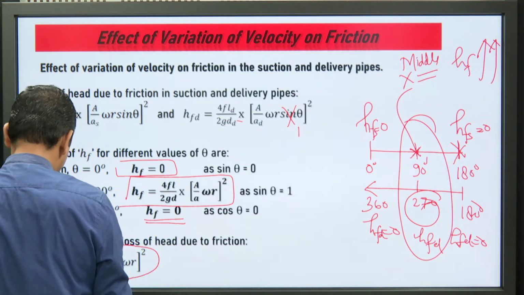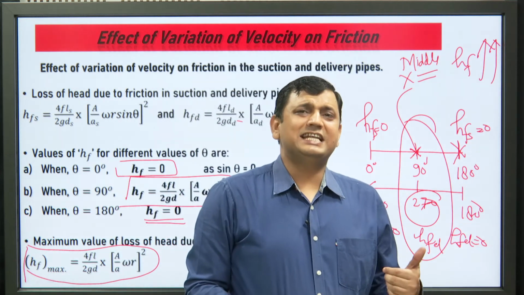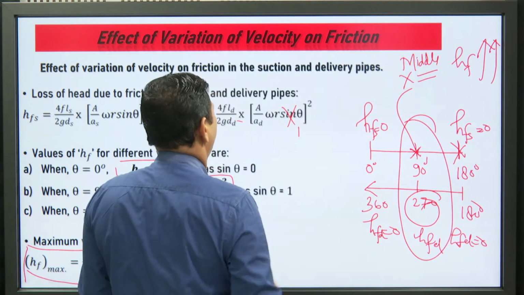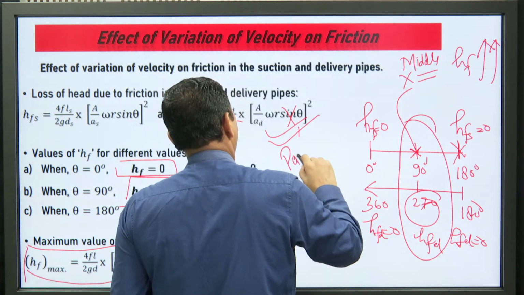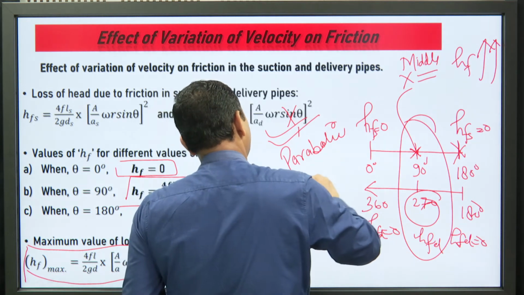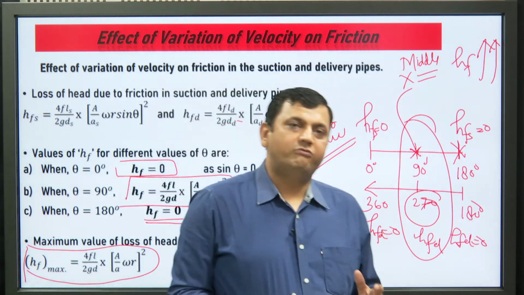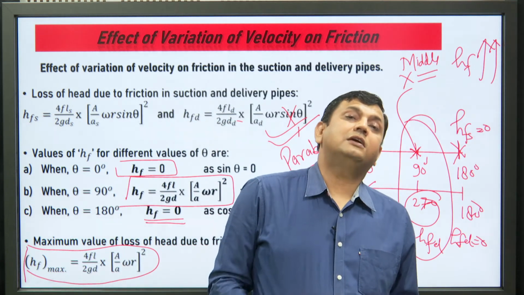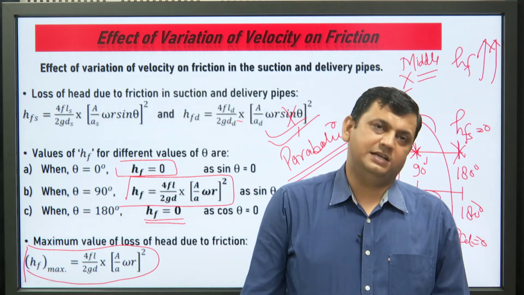If you see, this one is the maximum value. And what is the nature? The nature is parabolic. You see, the variation is parabolic. Do you follow my point? So the nature of the effect of friction is parabolic.